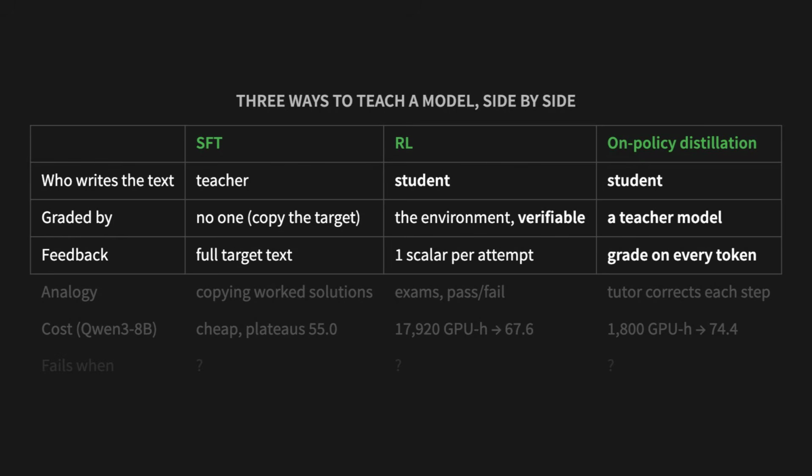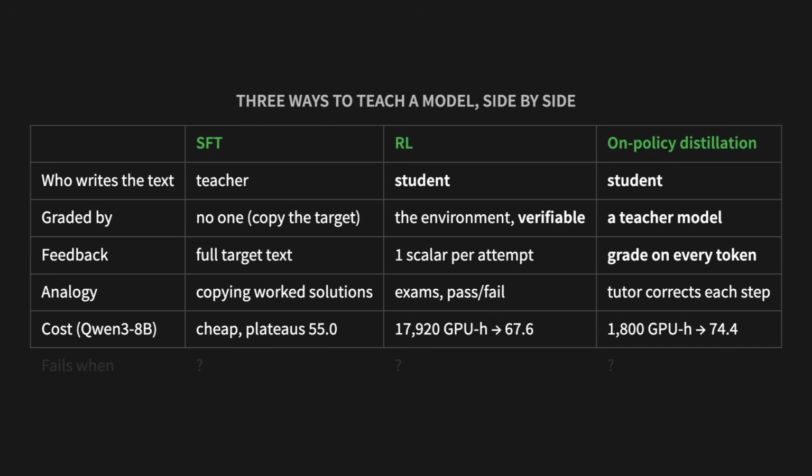The third row is the feedback each one gets. The full target text, 1 scalar per attempt, or a grade on every token. The analogy row says the same in plain words. Copying worked solutions, taking a pass-fail exam, or a tutor correcting each step. And the cost row is the receipt from Qwen 3 you saw in the intro. The last row, when each one fails, stays empty for now. We'll fill it in near the end.